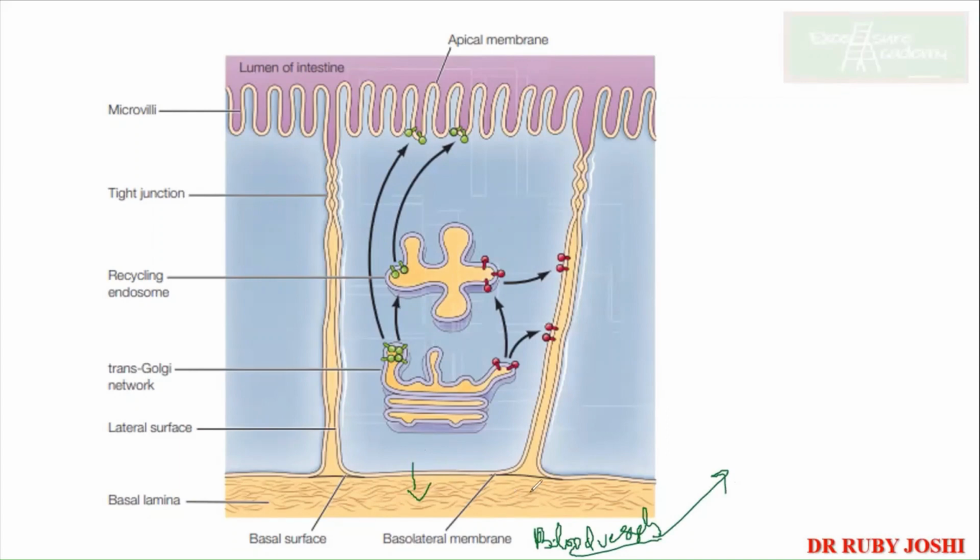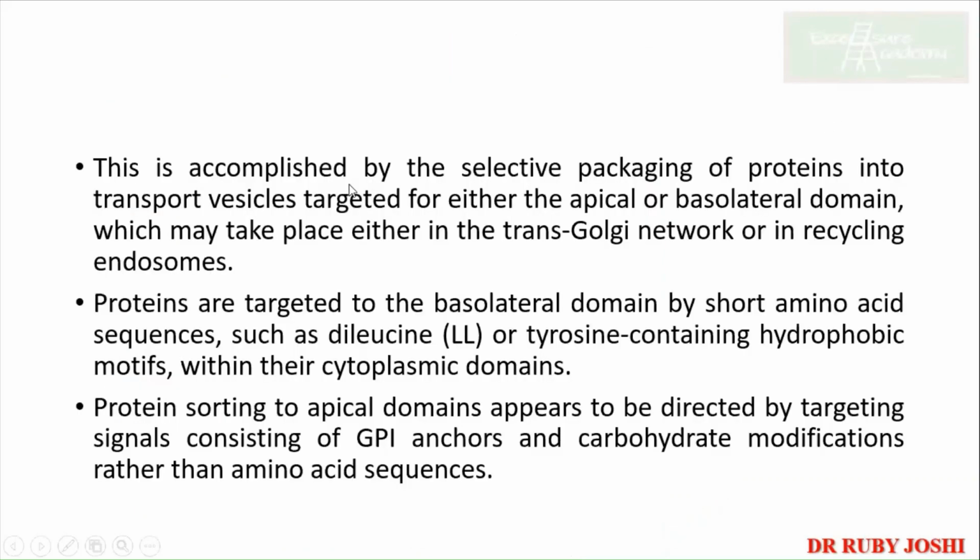So the trans-Golgi has to be very specific about which proteins to send to the apical region and which to the basolateral region. The integral proteins have to be specific. Did you get it? Now how is it being done? For this also they need a certain signal. This is accomplished by the selective packaging of proteins into transport vesicles, which are targeted either to the apical or to the basal side. This takes place in the trans-Golgi network only.